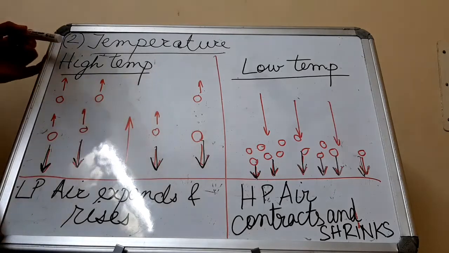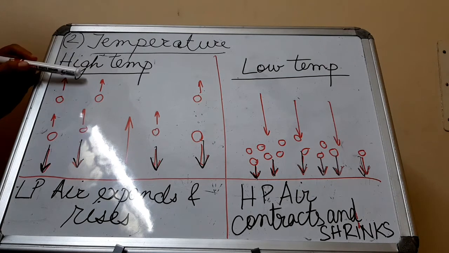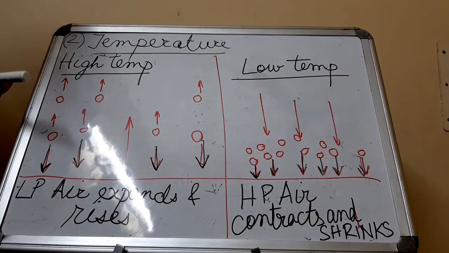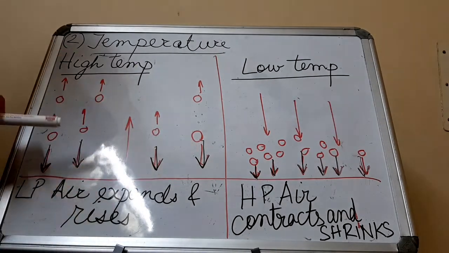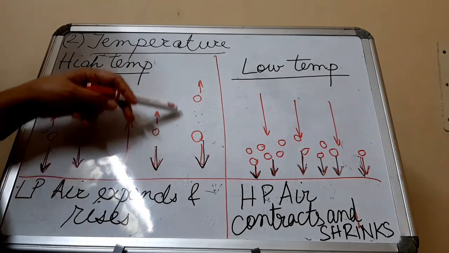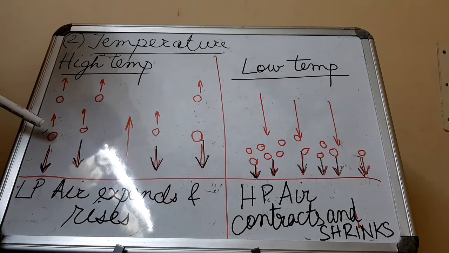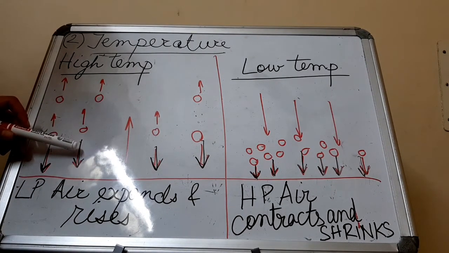Explaining how temperature affects the atmospheric pressure. Consider a case when the atmospheric temperature is very high. So what happens because of the high temperature? The air expands. Now you see these red circles here. These are the molecules of air. So the air expands, and as it expands, it becomes light and it rises. So heated air expands and rises, leaving less number of air molecules on the surface which exert a low pressure. Hence, higher the temperature, lower the pressure.